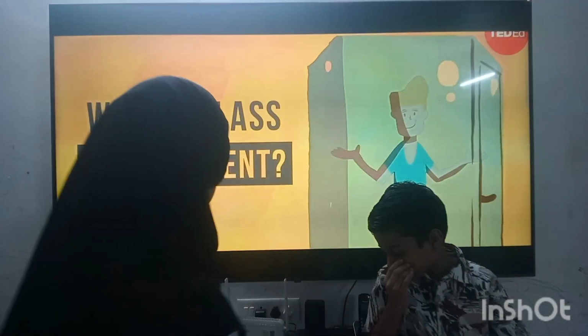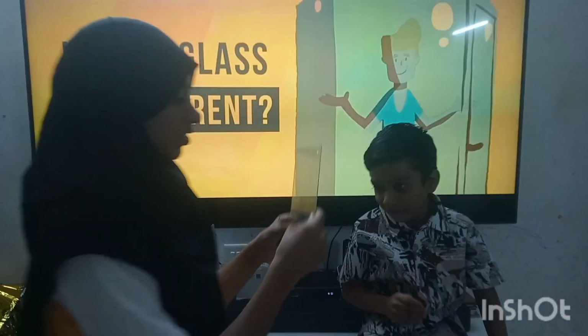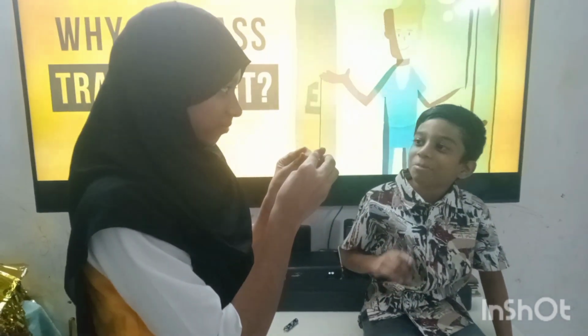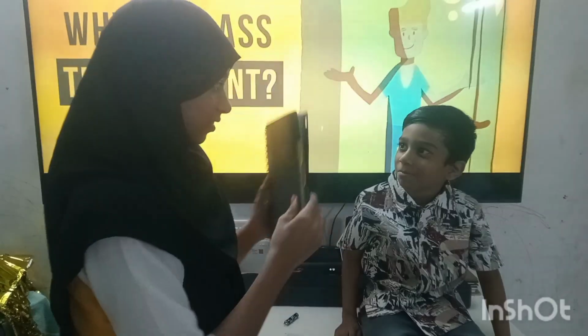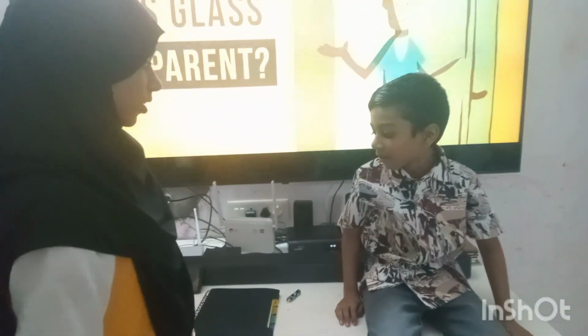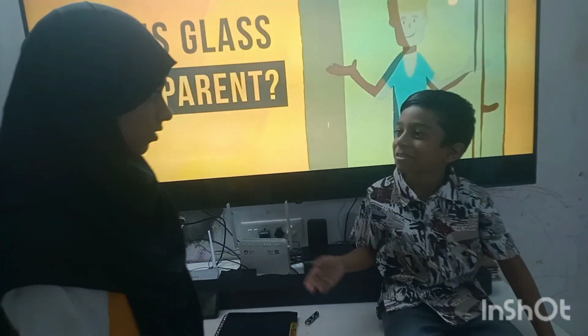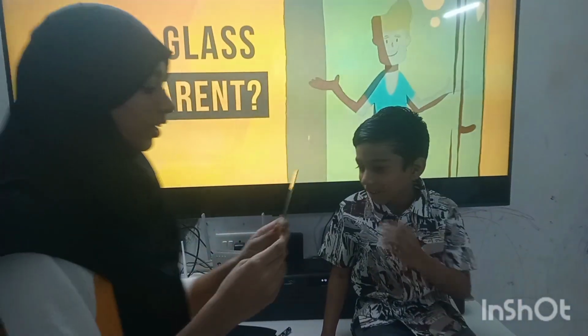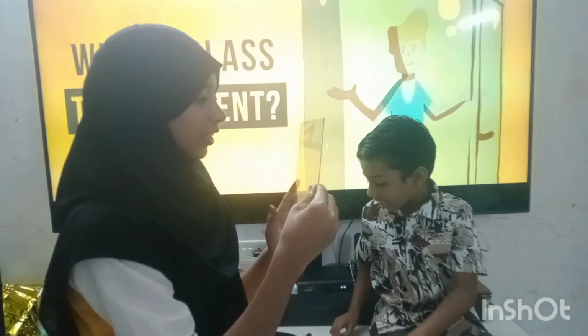So Faisula, what do you see right now? You. Okay. Now? Nobody. Okay. So, have you ever wondered how you could see me through this glass but not through this book? Because this is transparent and this is not. Transparent means you can see through it, okay? So, can you see through it? Yes. So, this is called transparent.